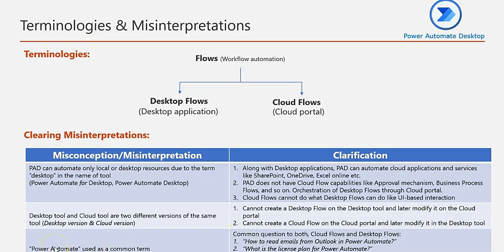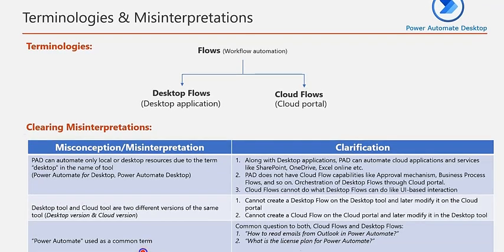And the last misconception, Power Automate used as a common term. This is a very widely used misconception that I have come across. Power Automate is commonly used for everything. For example, some questions here, how to read emails from Outlook in Power Automate. Now, Power Automate has cloud flows and desktop flows, as you have learned today. So there are two different ways of building reading emails from Outlook: in Power Automate cloud flow, and in Power Automate desktop flow. Both have different connectors, different actions, different ways of interacting, for example, different ways of handling variables, and so forth. So Power Automate is used as a general term.